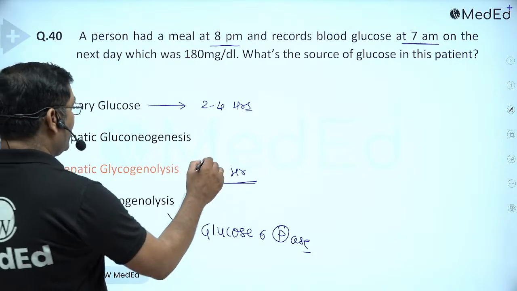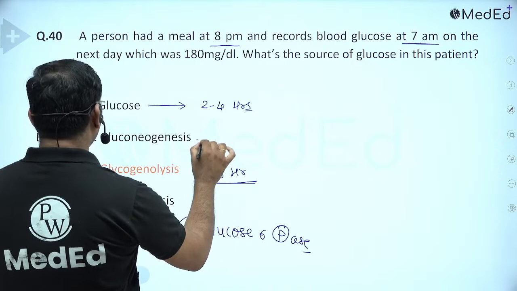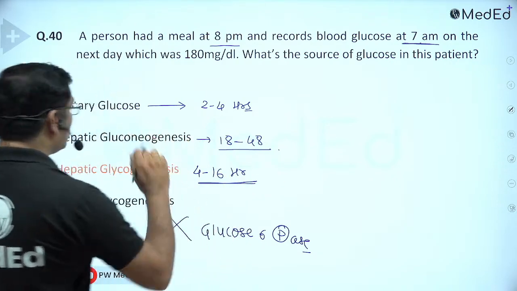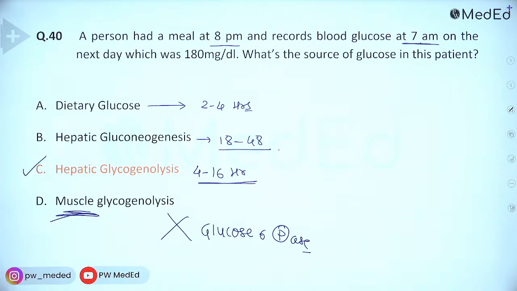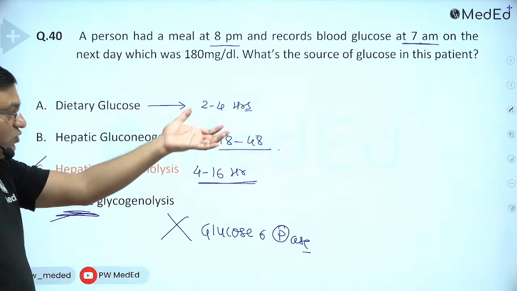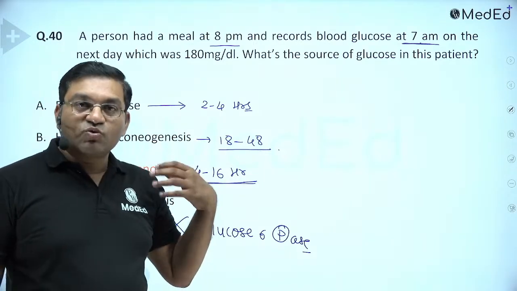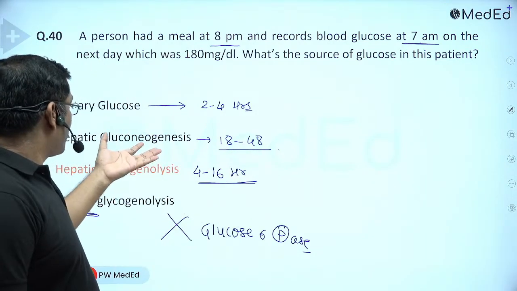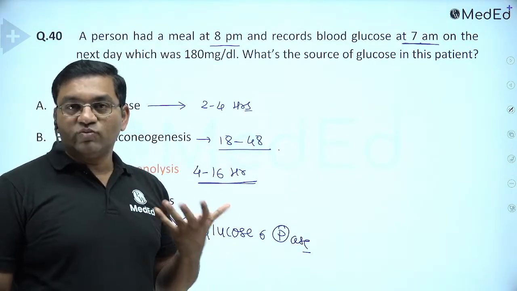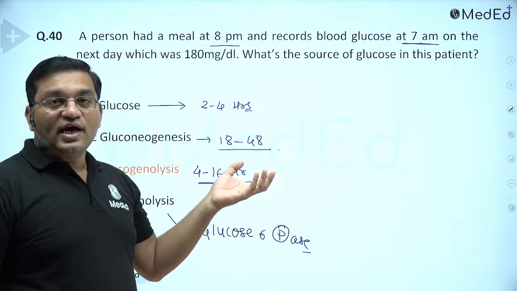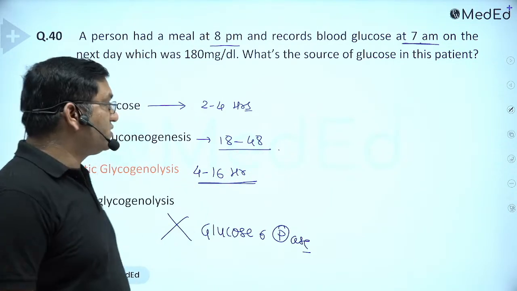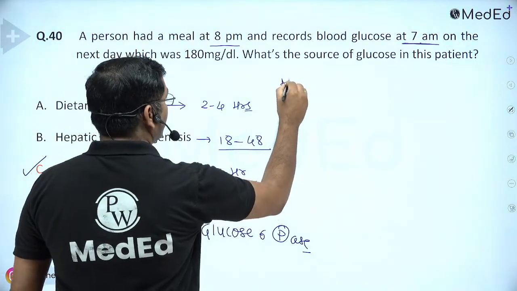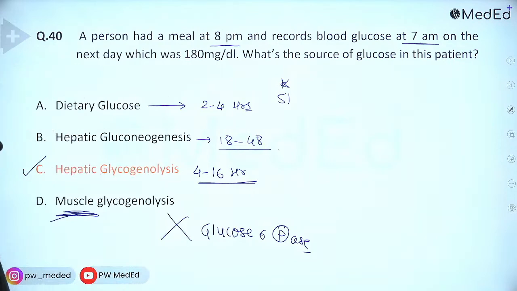Then after 16 hours, from 18 hours to 48 hours, this is taken care of by gluconeogenesis. During prolonged fasting or early starvation, beta oxidation and ketone body metabolism take over, and in the last stage, muscle proteolysis is important. So this is important point number 51. Point number 51.